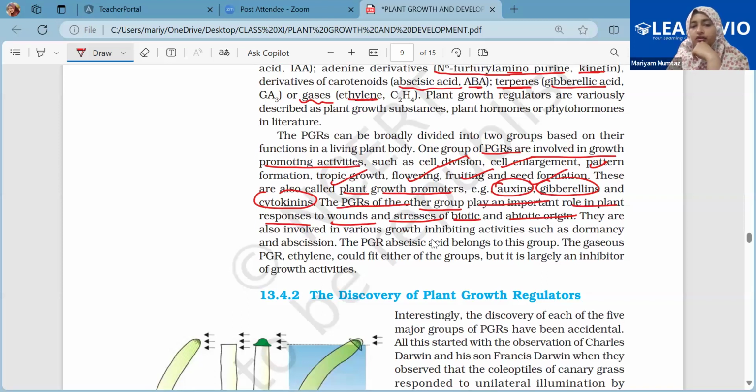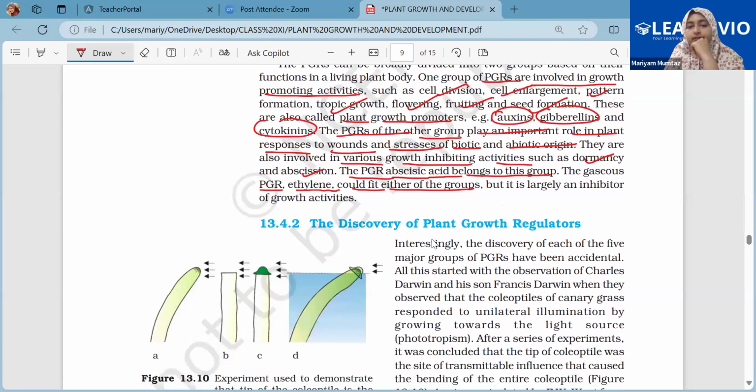They are also involved in various growth inhibiting activities such as dormancy and abscission. The PGR abscisic acid belongs to this group. The gaseous PGR, that is ethylene, could fit in either group. Depending upon the situation, ethylene, which is a gaseous hormone of the plants, can act like a growth promoter. It can act like a growth inhibitor as well. But mostly it is an inhibitor.